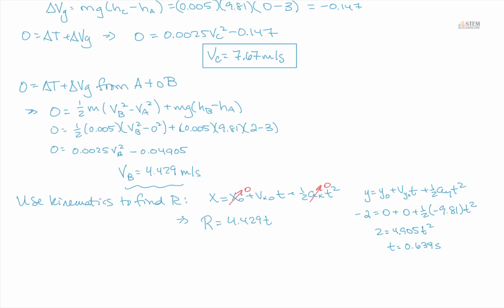Now we have our time. Remember, time relates x and y. So we just take this value and plug it in right there. So R will be 4.429 times 0.639, which is 2.828 meters. That's the horizontal distance that the marble travels after it leaves the tube at point P. Hopefully that one made sense. It combined work, energy stuff with kinematics from the very beginning of the class. And I will see y'all next time for another topic.